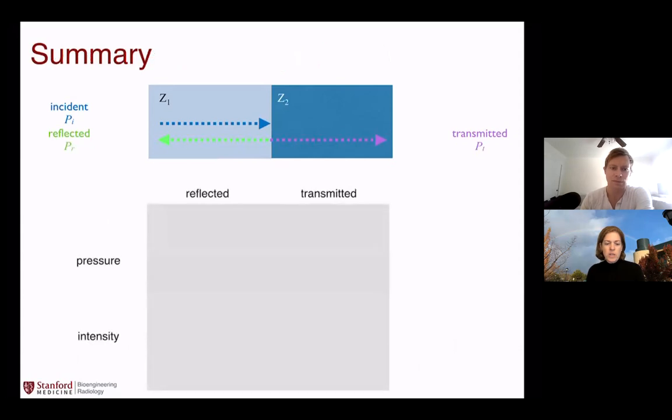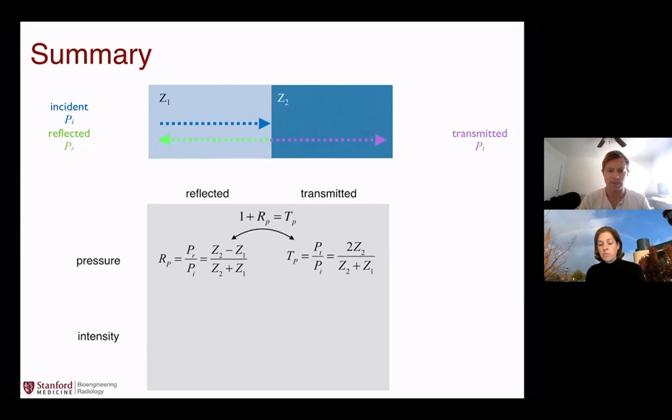Okay, so let's look at some numbers. We have a 2x2 table here. We've got pressure and intensity, and we're going to look at how much is reflected and how much is transmitted in several different situations. But first of all, what are the equations? Just to summarize what we've talked about so far. In terms of the reflection coefficient for pressure, it's the difference between acoustic impedances over the sum. And then you can come up with the transmitted pressure fraction by using the equation that 1 plus the reflection is equal to the transmission.